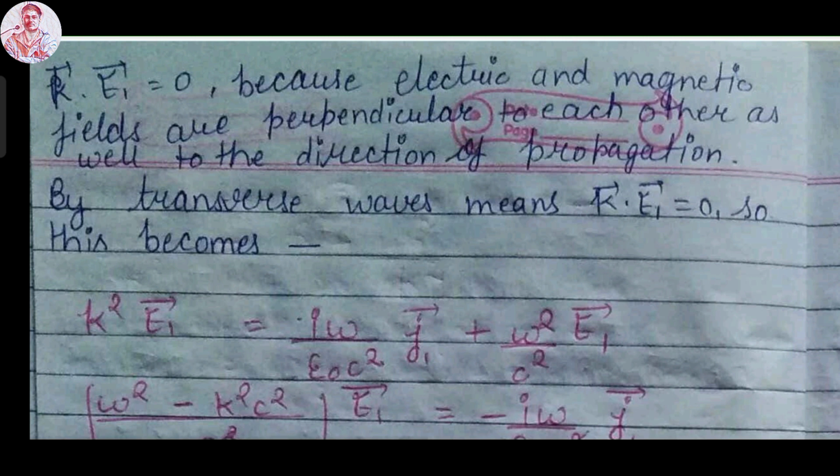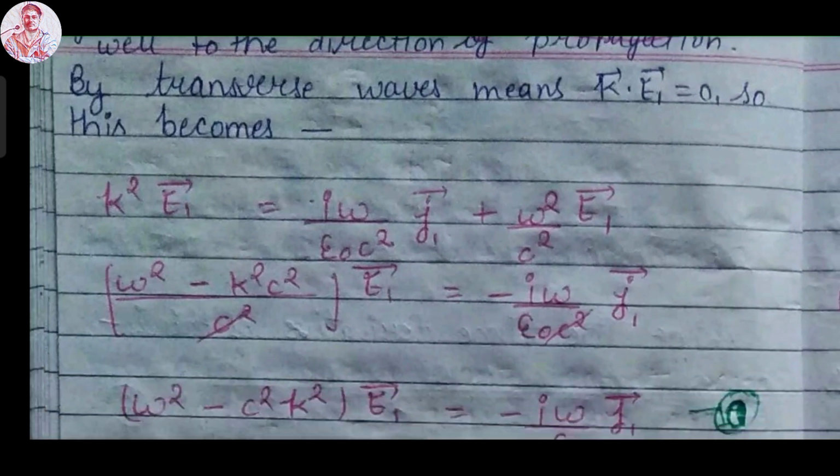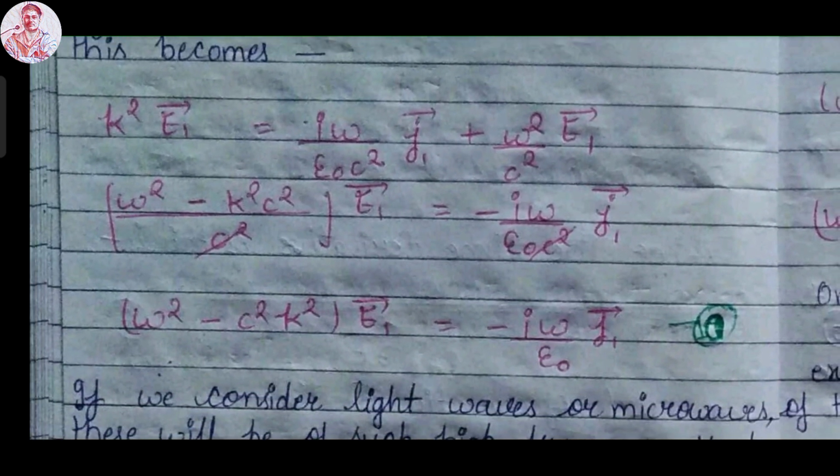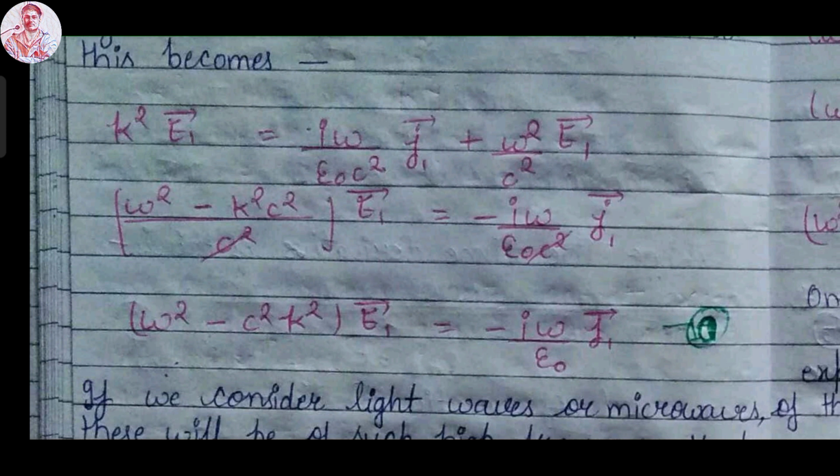Here vector k and vector E are perpendicular to each other, as well as to the direction of propagation. By transverse wave, it means vector k dot vector E is equal to 0. So vector k dot vector E will be 0. Then the equation becomes omega square minus k square by c square vector E is equal to minus i omega by epsilon naught c square vector j. After simplifying, the equation becomes omega square minus c square k square vector E is equal to minus i omega by epsilon naught vector j. Let's take this as equation number 10.